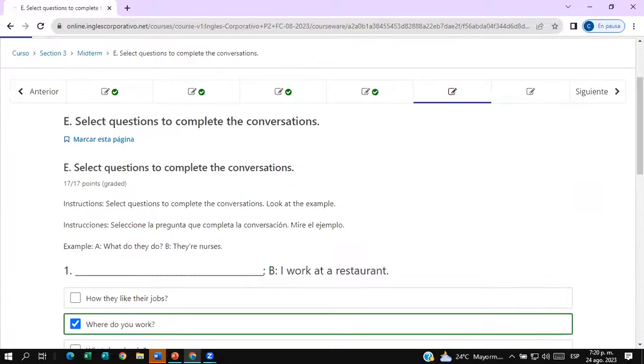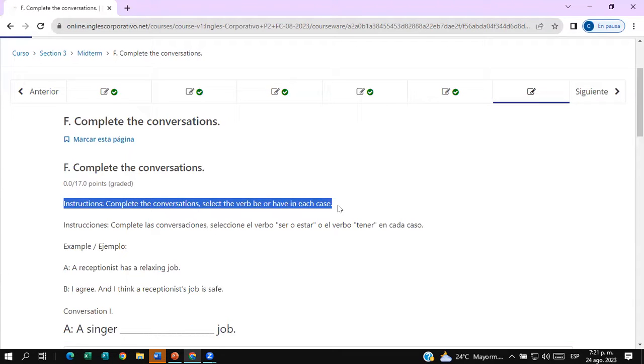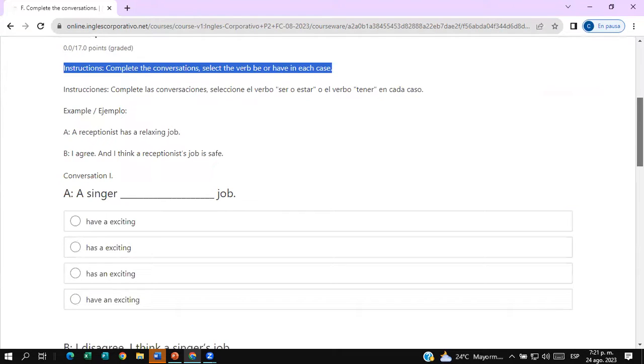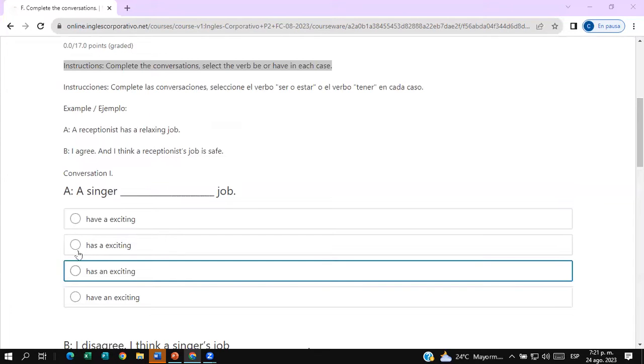And let's complete the last part, which is part of the midterm. Julio, read the instructions, please. Complete the conversation. Select the verb be or have in each case. Volunteers with number one. Consuelo. A singer has an exciting job. Has an exciting job.